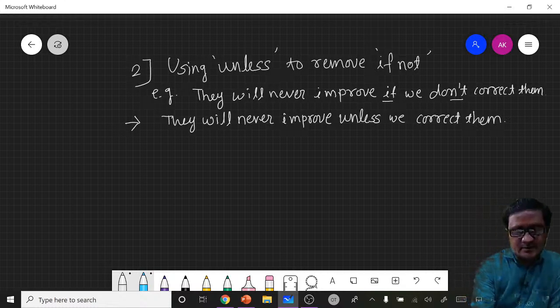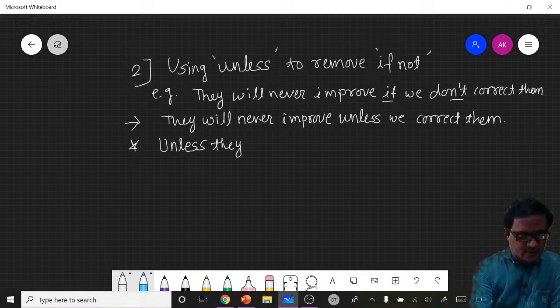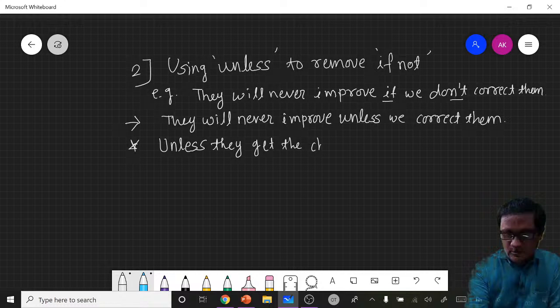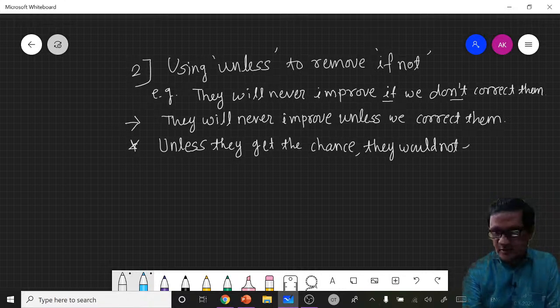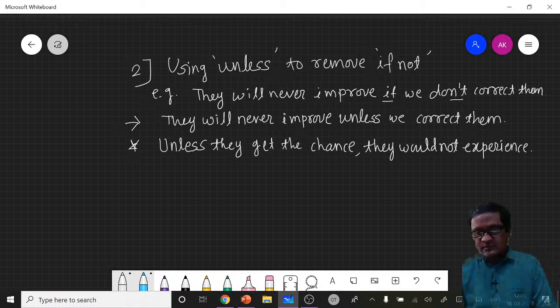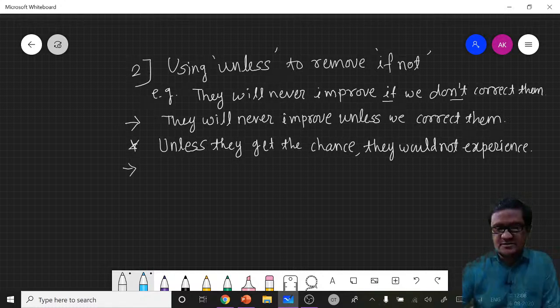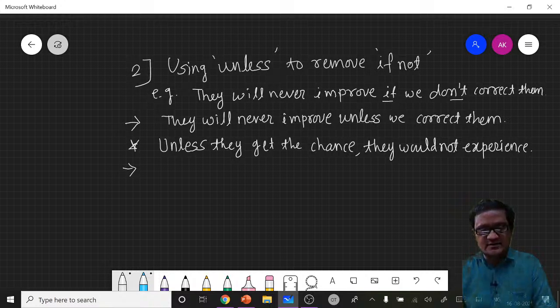Again, I will tell you the next example by using unless. Unless they get the chance, they would not experience. Everyone can be experienced until and unless he gets the chance.